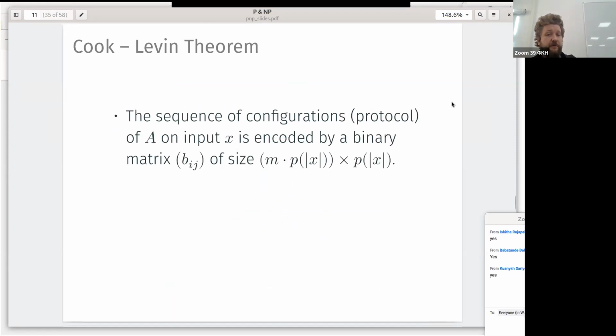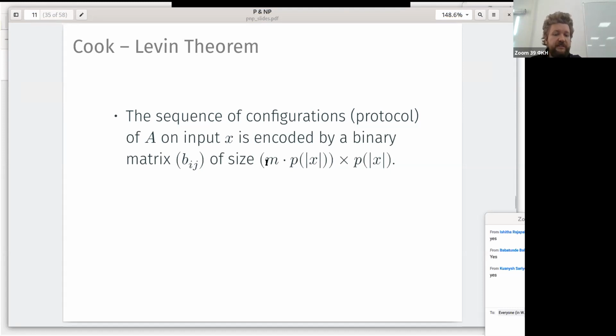So the sequence of configurations of the protocol of the computation can be encoded as a binary matrix. In each row, you will have the configuration, and you will have this number of rows, which is the length of the computation, the number of steps. We suppose that if the machine stops before its allowed time, before P of X, the next configurations will just repeat the last one. So if it reaches the final one, it just gets stuck in it.